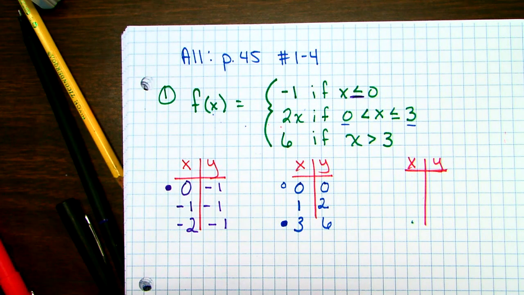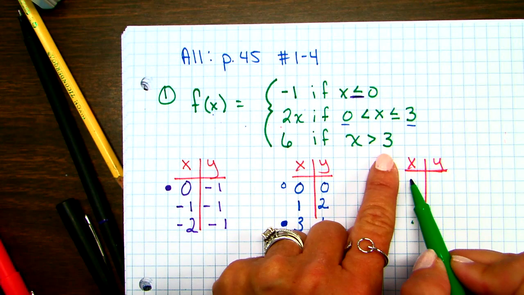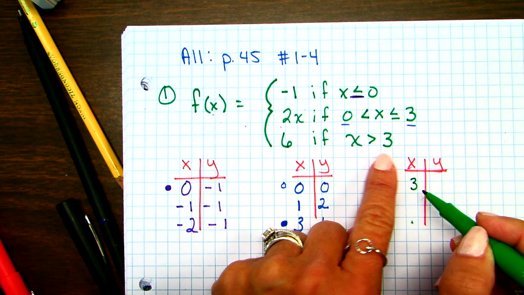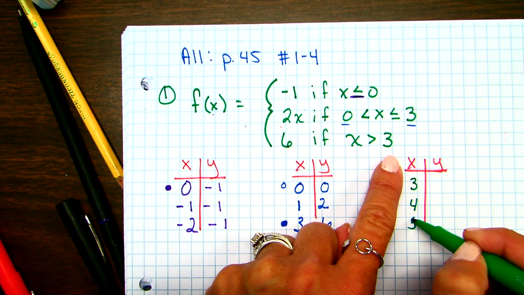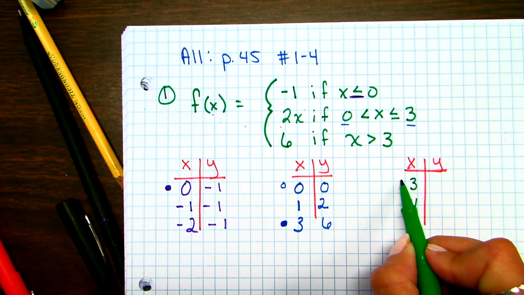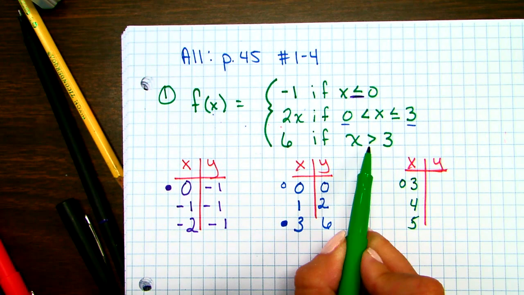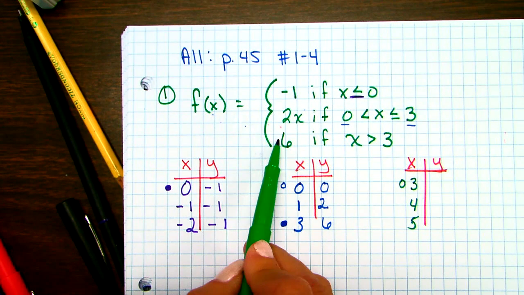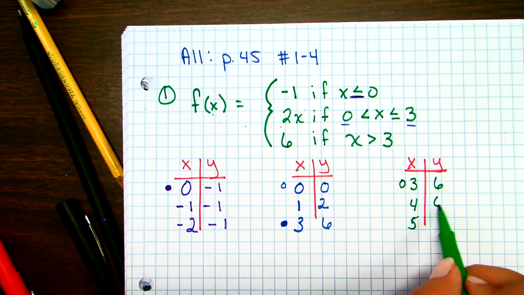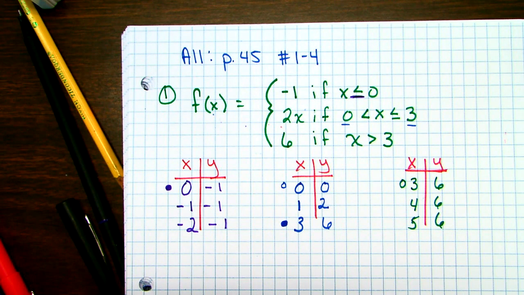And then last, I know to start with 3, and I want x's that are greater than 3. So how about 4 and 5? Open circle on the 3, because there's no equal to sign. And another horizontal line, y equals 6. Whenever that happens, your y values are just that number, just like -1 here, 6 here. And now we have everything we need to graph.